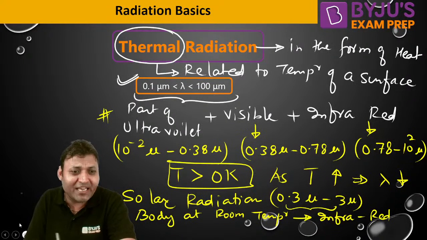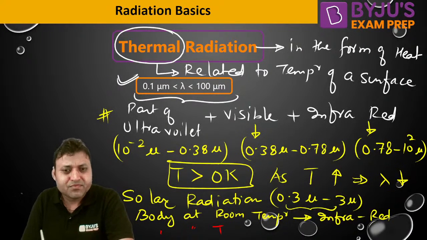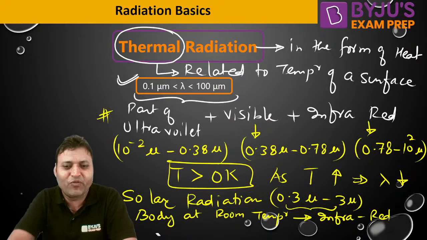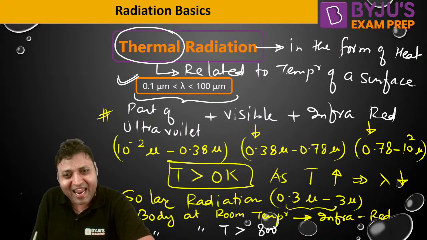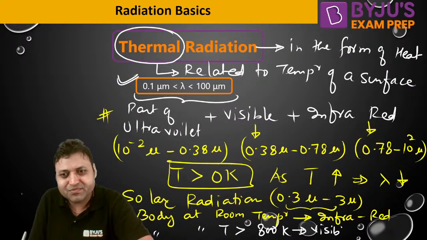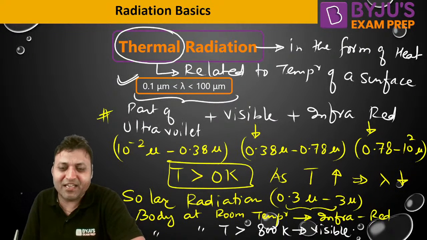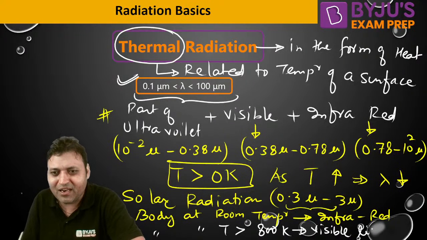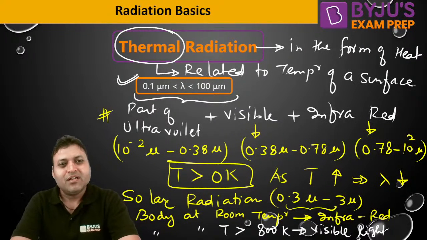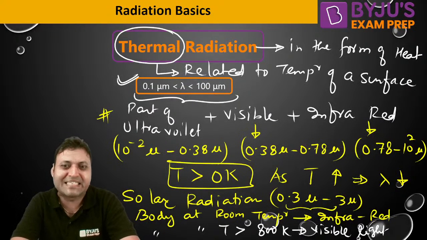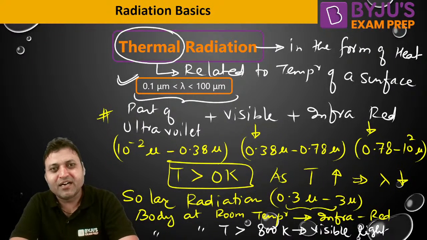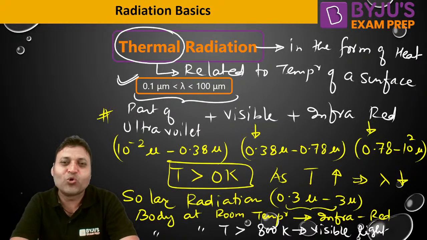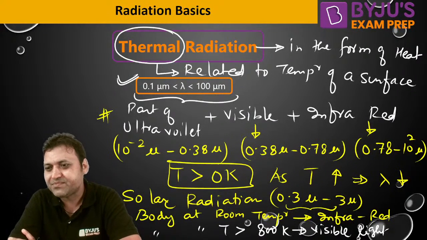And if the body is at a temperature greater than 800 Kelvin, it starts emitting visible light. If the temperature is very high, they start emitting visible light. So at high temperature, the wavelength emitted by the surface is small, and at low temperature it is large. The radiations having low wavelength are most dangerous, like X-rays, gamma rays. They are very dangerous to the human body. All right.